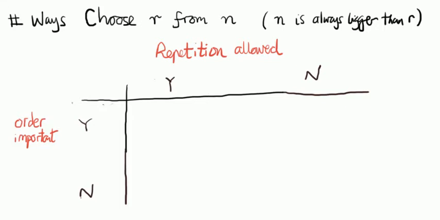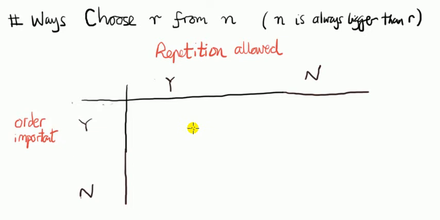Today we're going to be considering this problem: counting the number of ways to choose R objects from N number of objects, where N is always bigger than R. This kind of problem we encounter when we're dealing with probabilities. Let's give a quick example here.